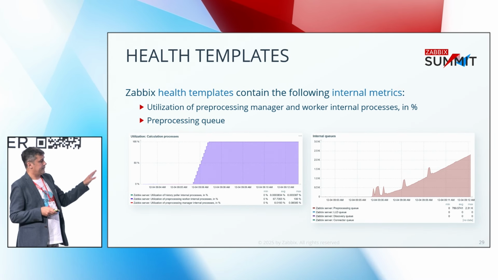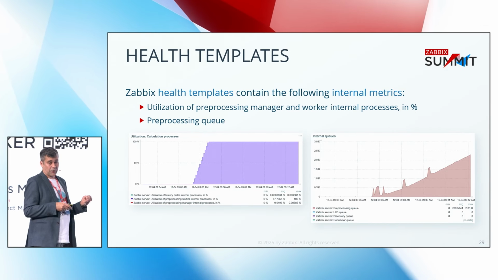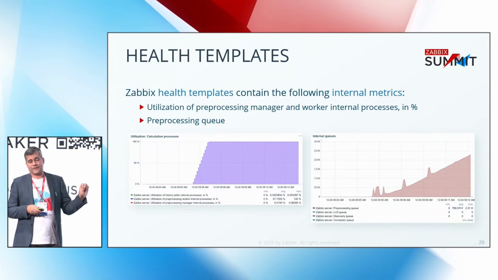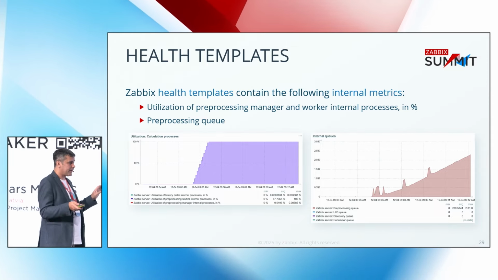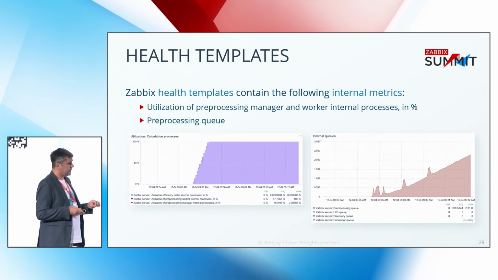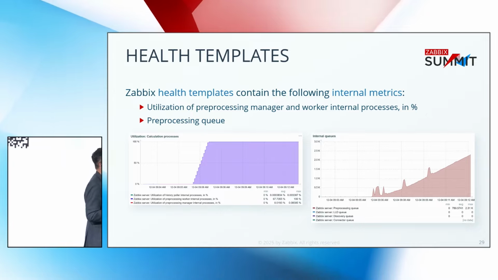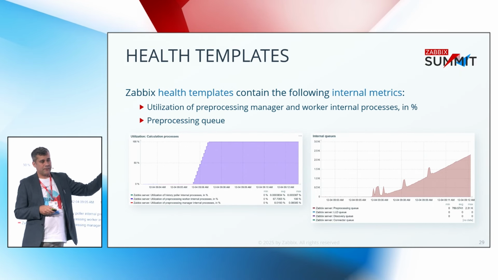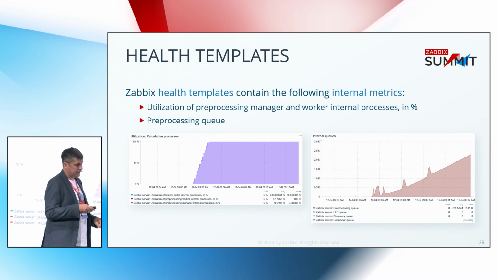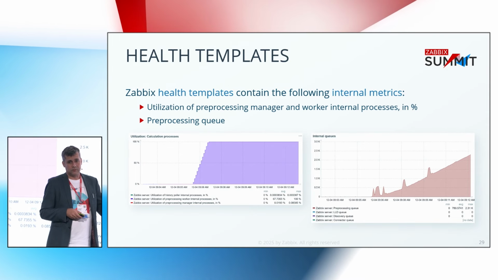And this is how you can troubleshoot. It was critical before this September, because everything was going through the preprocessing. Now some items will bypass. But the internal templates have a couple of important graphs. This one, you don't want to see this picture, okay? All the preprocessors are 100% busy. That's not good. And this is even more catastrophic, because this is a preprocessing queue.